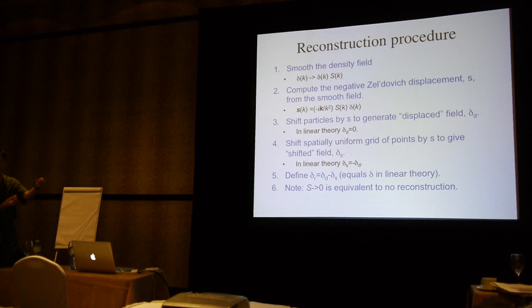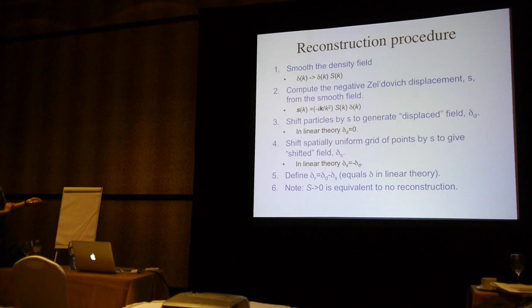So if this was perfect linear theory, I've now undone all the clustering that I started with. So I shift all the particles by this displacement to generate what's known as a displaced field, delta subdisplaced. And in linear theory, this displaced field has no perturbations anymore, right? Now, of course, real life is not linear, so there will still be stuff, but hopefully the large scale stuff goes away. Then I take a spatially uniform grid of points or some random distribution of points, and I also shift it by S, and that gives me the shifted field.